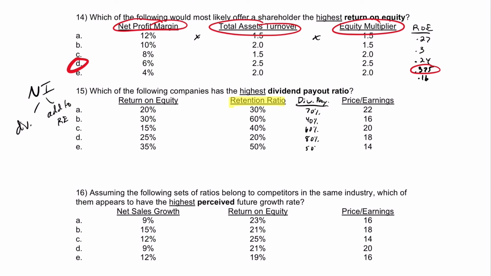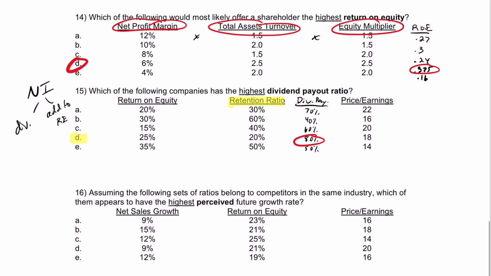And then 50-50 for Part E, sorry. So which one has the highest dividend payout ratio? It would be D at 80%. Okay, so the lowest retention ratio would mean the highest dividend payout ratio.